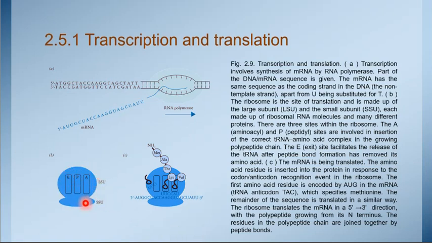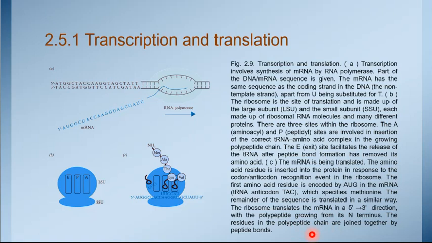and a small subunit or SSU, each made up of ribosomal RNA molecules and many different proteins. There are three sites within the ribosomes: the A (amino acid) and P (peptidyl) sites are involved in insertion of the correct tRNA amino acid complex in the growing polypeptide chain.